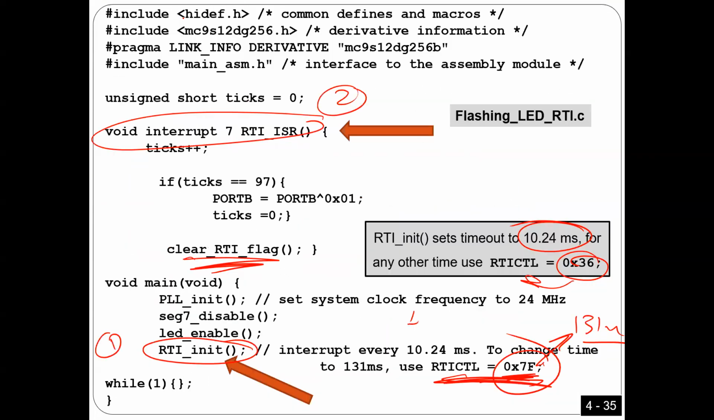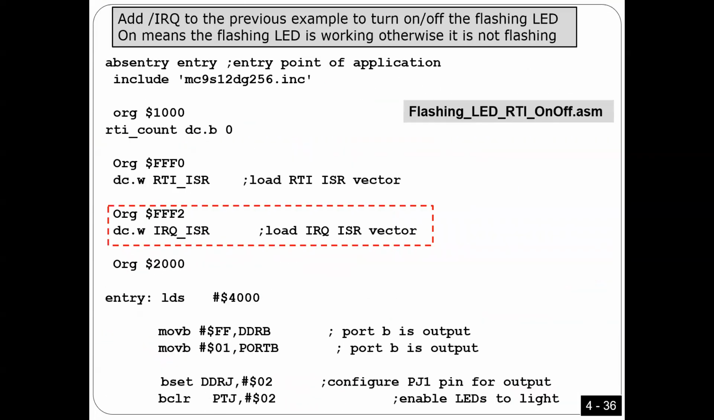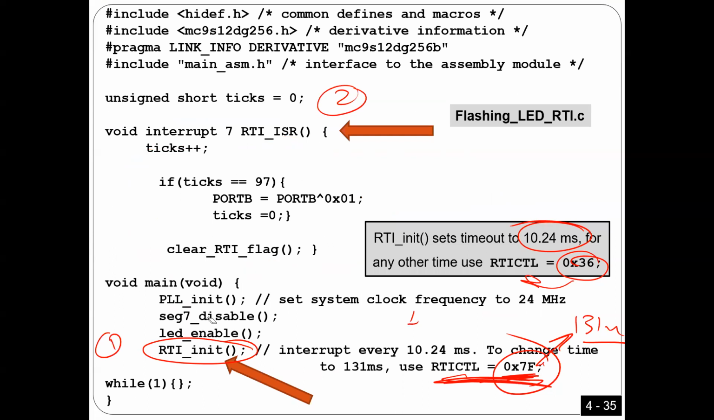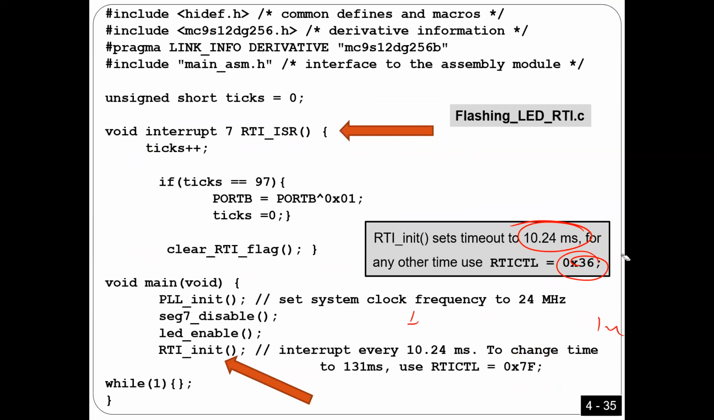Okay. So now what I'm going to do is make an interrupt to flip an LED every 1 second. In 1 second, how many 10.24 millisecond periods do we have? Actually 97. So every 97 interrupts means 1 second, because we have one interrupt every 10.24 milliseconds.